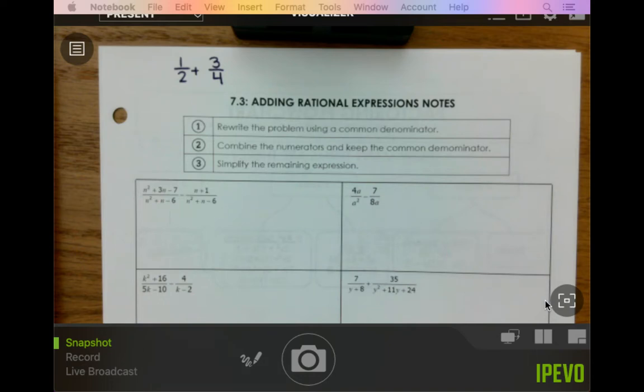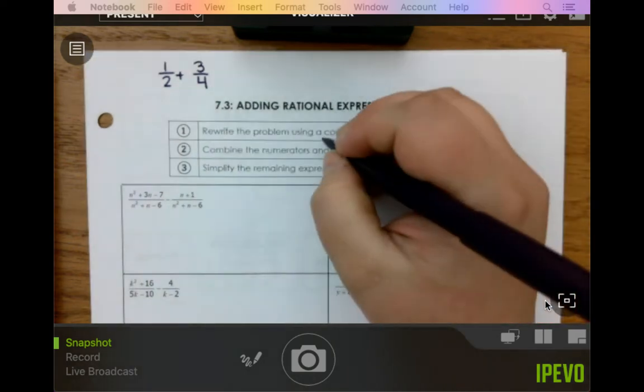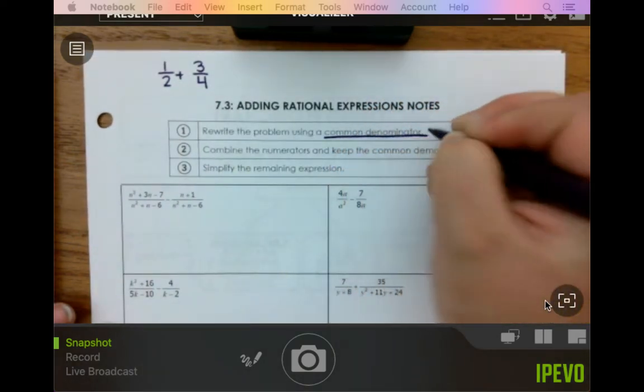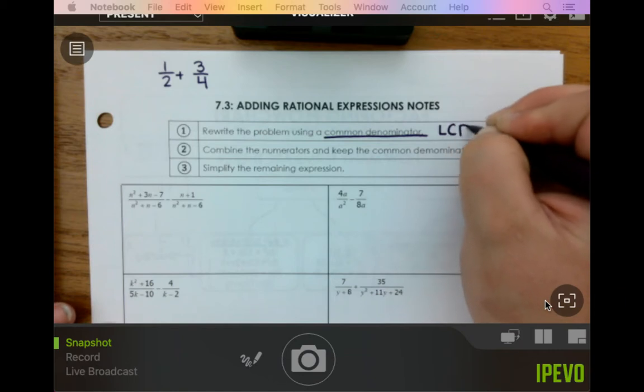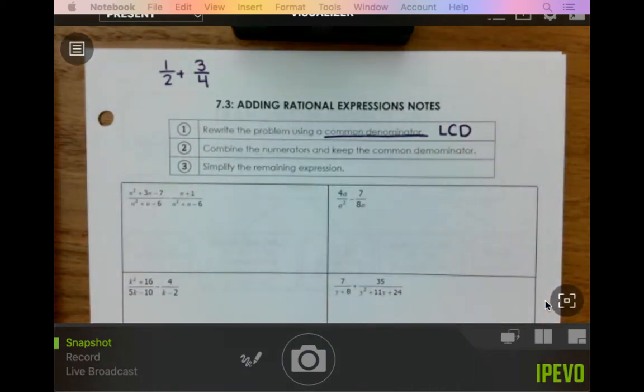Common denominator, yes. We call that the LCD, which stands for least common denominator. I really honestly don't care about the least common part. As long as you get a common denominator, you'll get there. So my least common denominator between 2 and 4 is 4, yes.